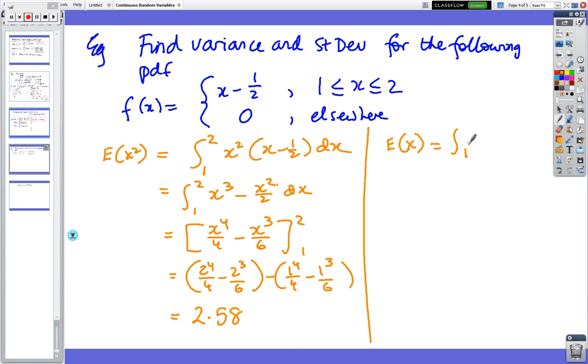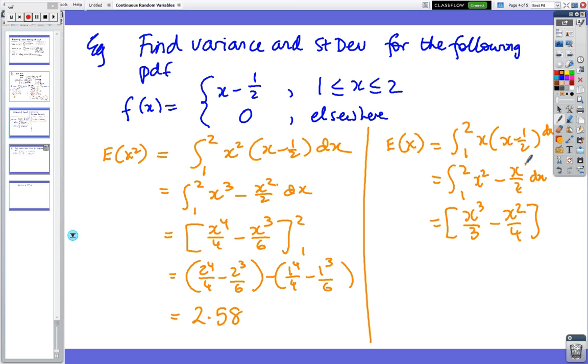So that's the integral from 1 to 2 of x times (x minus a half). So from 1 to 2, x squared minus x over 2 dx. Now we can integrate, so we've got x cubed on 3 minus x squared over 4, because you add 1 to the power, divide, and you already had a 2 there. So now we do our substitution. 2 cubed on 3 minus 2 squared on 4 minus 1 cubed on 3 minus 1 squared on 4. And now use your calculator.